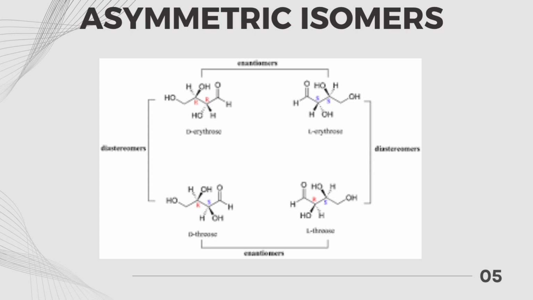Enantiomers are mirror images that cannot be superimposed on one another. They have at least one chiral center with opposite configurations. The example given in lecture was your right and left hand.